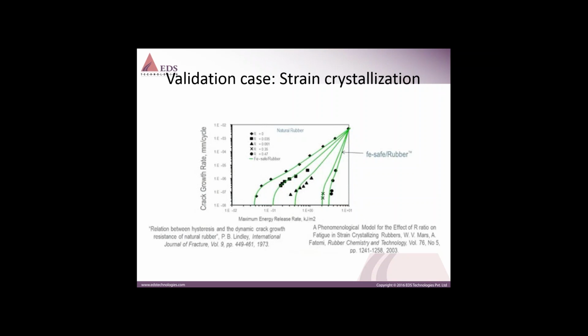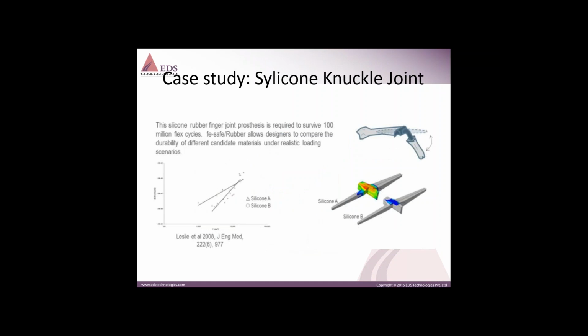Here is a case study of a silicon knuckle joint. In the medical industry, mainly in the US, these types of devices should survive for more than 100 million flexible cycles. So two rubber materials can be compared, and we can find out which has the better durability design.